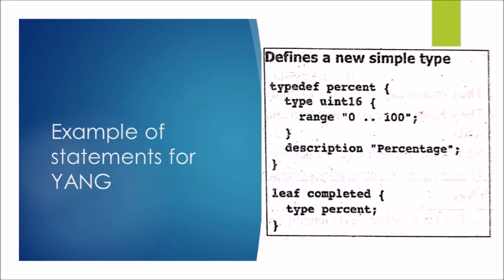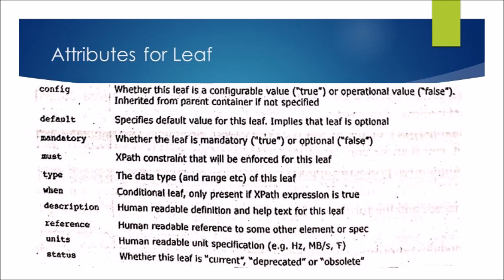So we have a number of attributes for the leaf. Let us go for leaf configuration, that is called config. Whether this leaf is configurable or operational: if configurable, that is a true value, and operational means false.